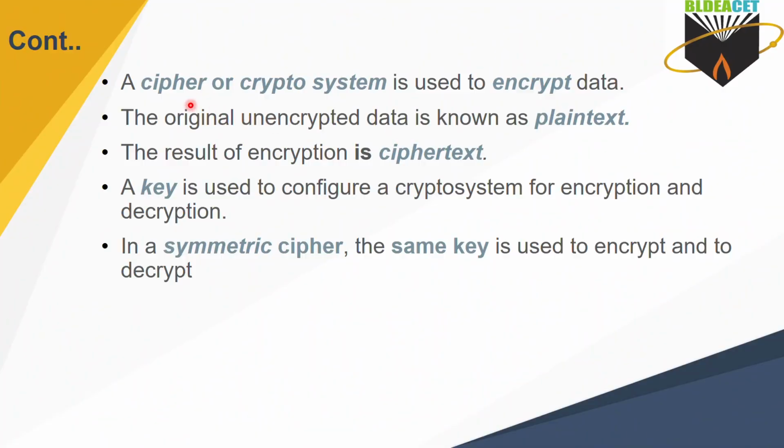Next we are using some more terms, that is cipher or a crypto system. Usually this is used to encrypt the data. So the data you are having, you call it plain text, and after that using art and science, if you encrypt it or generate a secret code, we call that ciphertext. That procedure we call encryption. And you are using one more term, that is key. It is used to configure a crypto system for encryption and decryption.